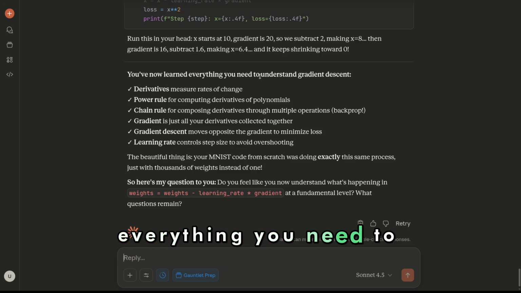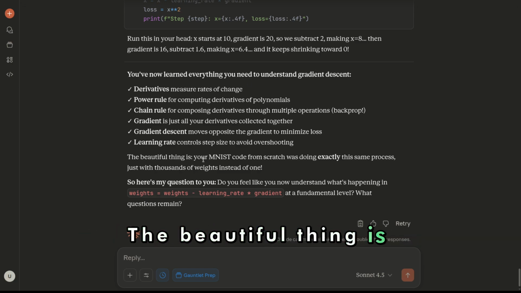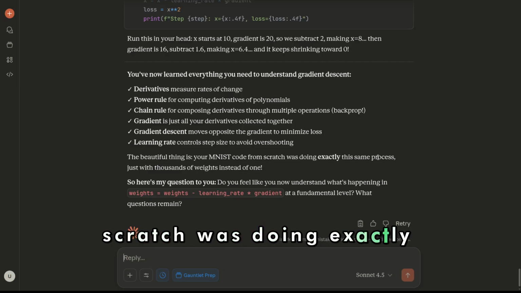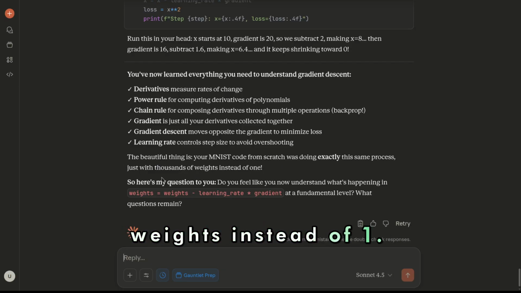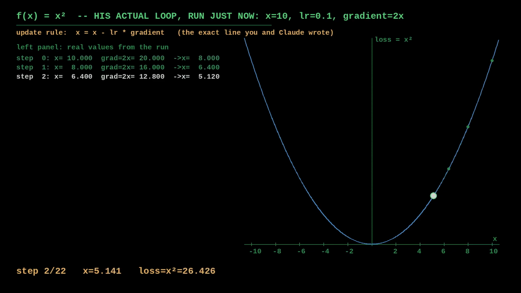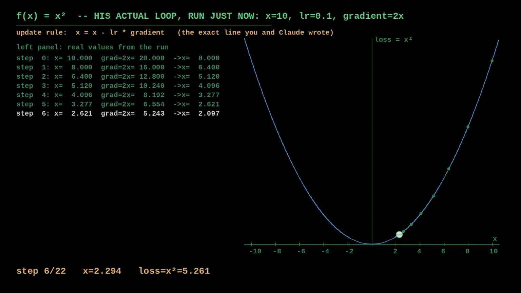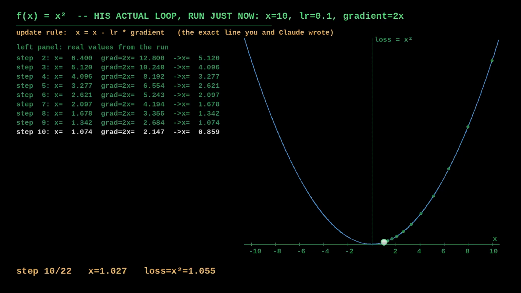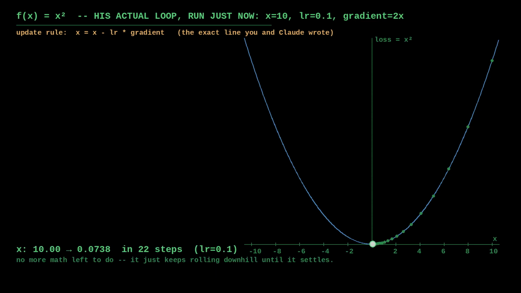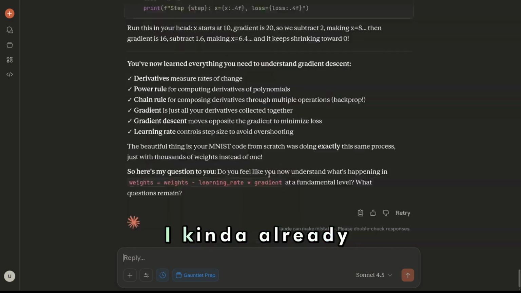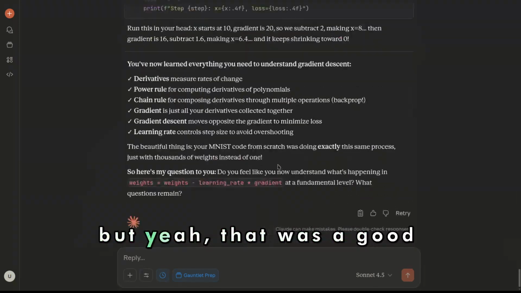You've now learned everything you need to understand gradient descent. The beautiful thing is, your MNIST code from scratch was doing exactly the same process, just with thousands of weights instead of 1. So I get that. I kind of already understood that, but yeah, that was a good warm-up.